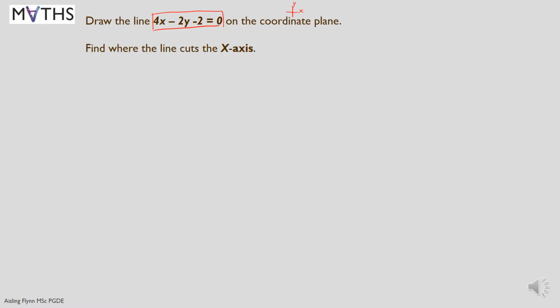Okay, so to find where the line cuts the x-axis, all the points on the x-axis have a y value of 0. Okay, so on that horizontal x-axis you'll have (1, 0), (2, 0), (3, 0), (4, 0), (-1, 0), and so on. They all have a y value equal to 0, okay, because the points are not up any distance and they're not down, okay.